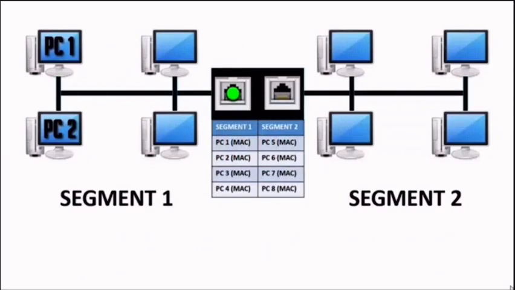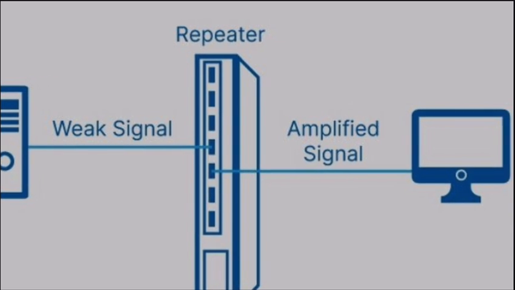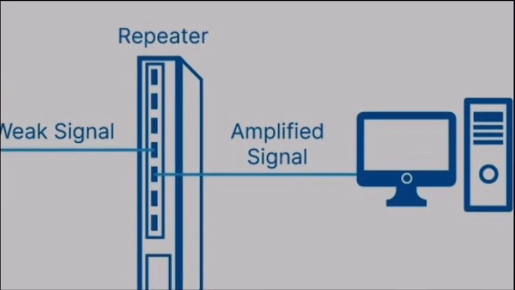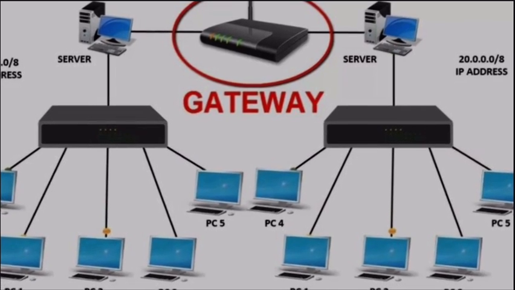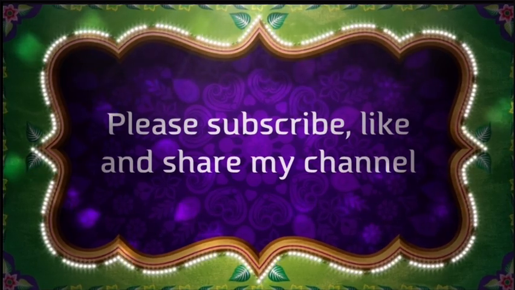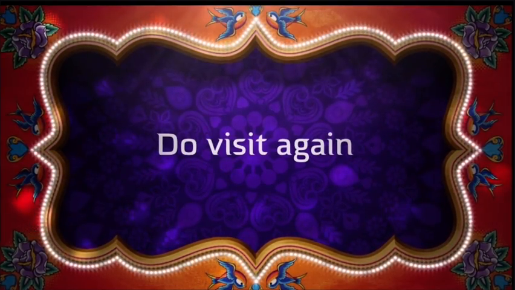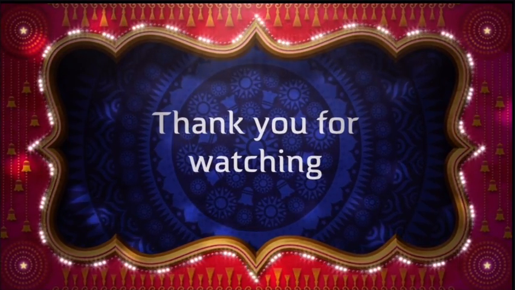Bridge connects two or more network segments, making them function as a single network. Repeater extends the range of a wireless network by amplifying and retransmitting signals. Gateway connects different types of networks, translating data between different network protocols. These network hardware devices work together to create a functional and efficient computer network, enabling communication and data exchange between connected devices.